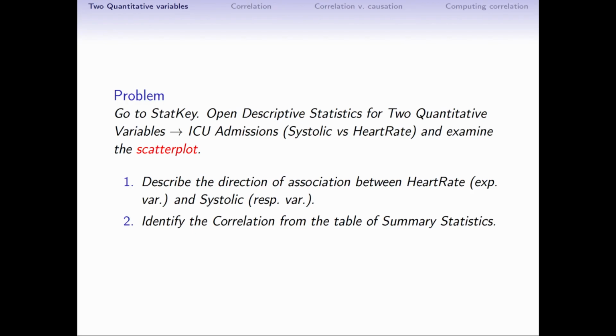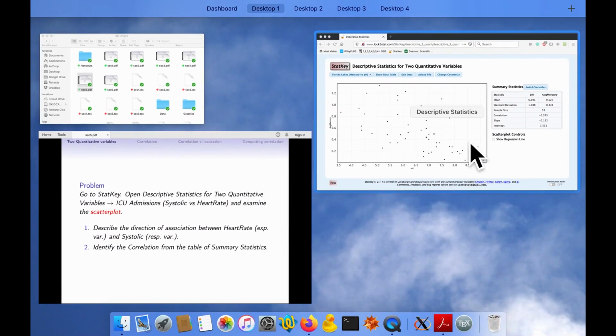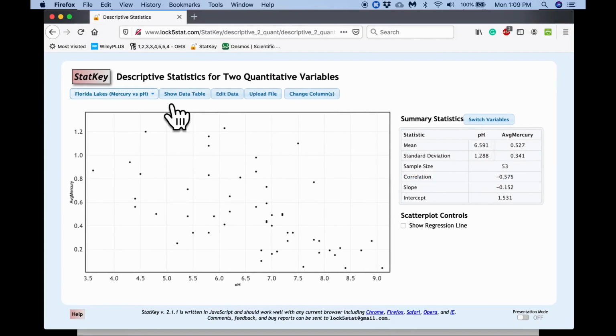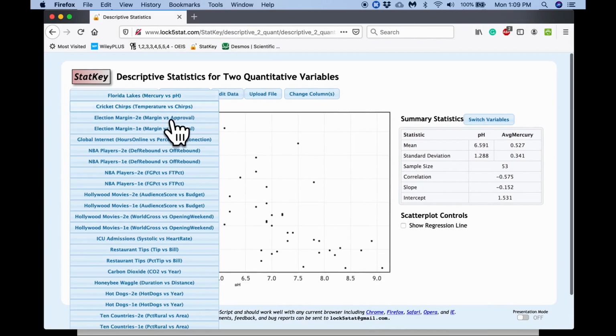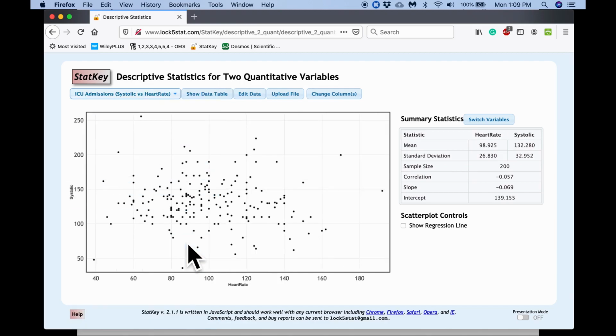We're going to go to StatKey, open descriptive statistics for 2 quantitative variables, ICU admissions, systolic versus heart rate. We're going to examine the scatter plot, and just as before, we're going to describe the direction of association between these variables and identify the correlation from the table of summary statistics. So let's take a look at that data set. ICU admissions, systolic versus heart rate.